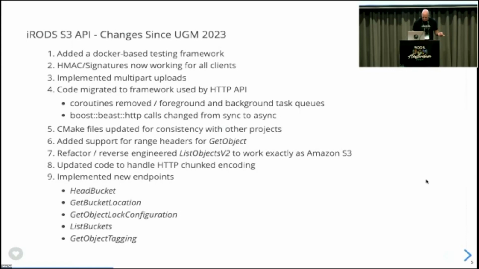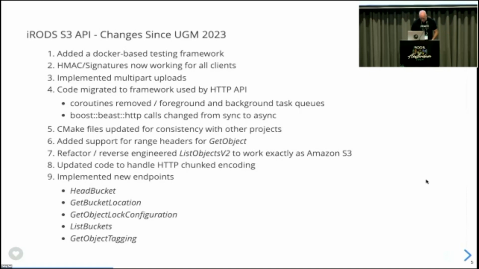Marcus made changes to CMake files that he talked about yesterday. And we noticed we weren't supporting range headers for get objects, so we added that support. List objects: the API isn't real clear on how list objects is supposed to work. So we started testing it, comparing how it works with the Amazon server versus how our API talking to iRODS works. We re-engineered that so that our list objects v2 works hopefully exactly like the Amazon. We believe we do have it working like that.